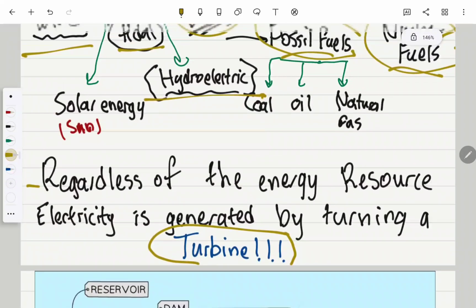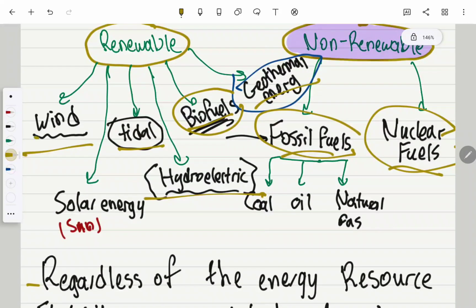And the moment it starts turning, we can turn it into electric energy. So you can do it using wind, using tidals, using geothermal resources, hydroelectric, biofuels, fossil fuels. You can do it with coal or with oil or with natural gas or with nuclear fuels. It doesn't matter. All of it relies on changing this energy resource into kinetic energy somehow, which means this energy resource should help you spin something somehow. And the moment this turbine starts spinning, that's it. You're just going to connect it to a generator, and the generator will have electricity.